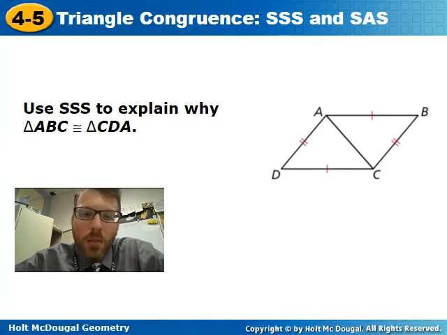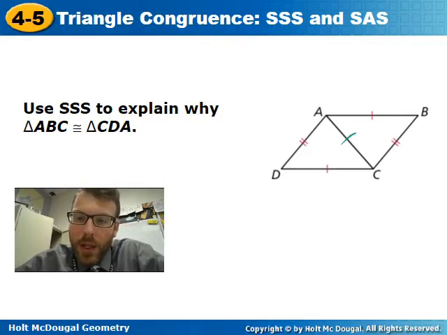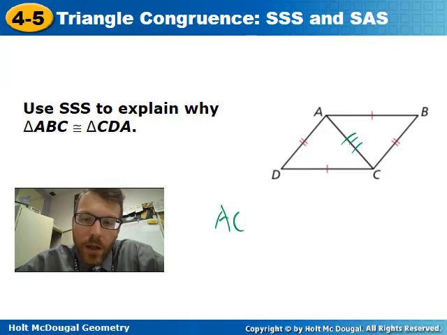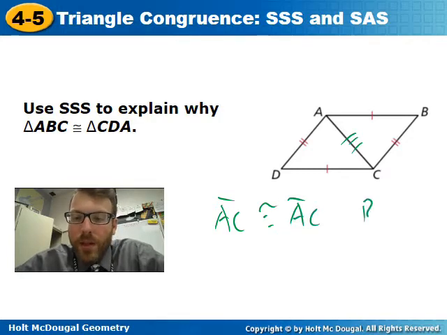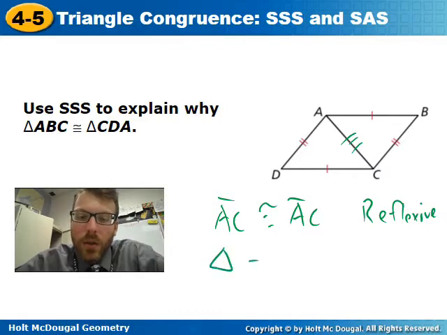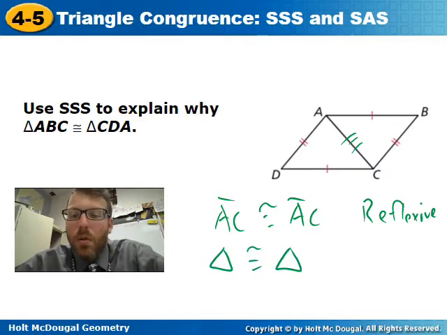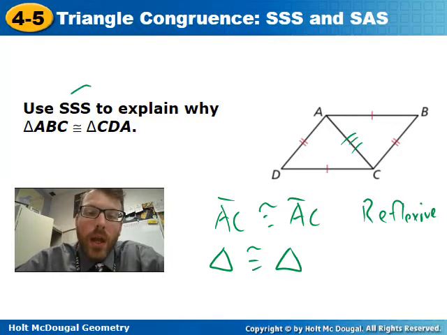Okay, so we're going to do the same thing. We're trying to see if the two triangles share anything. And you should notice that they do share this side AC. So again, you're going to say that AC is congruent to itself through the reflexive property. And due to that, we can say that the triangle is congruent to the other triangle. Why? Because of side, side, side.